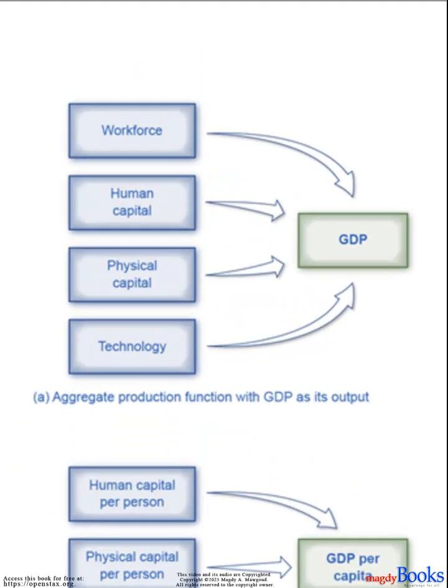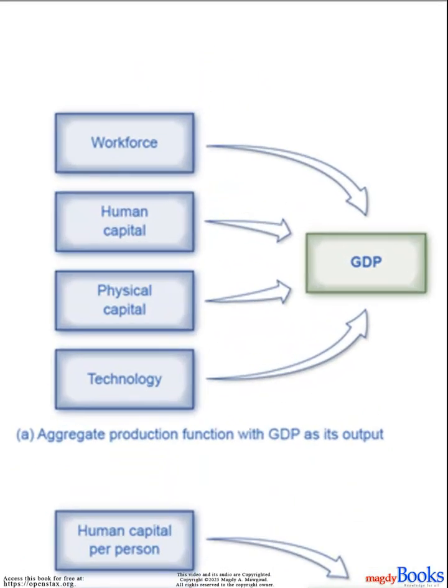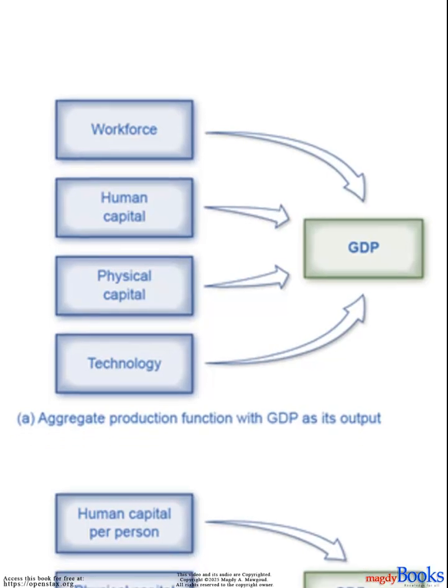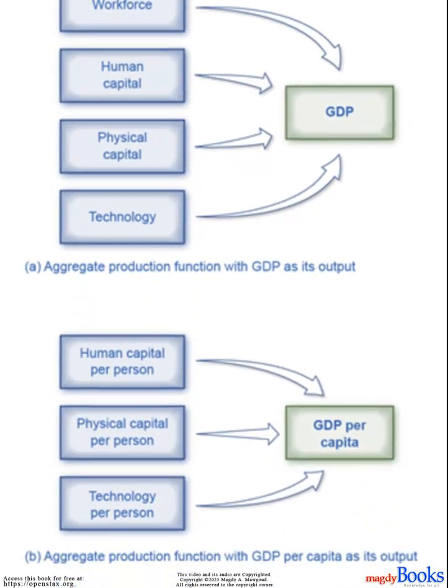Figure 2. A. Aggregate production function with GDP as its output. Workforce, human capital, physical capital, technology, GDP. B. Aggregate production function with GDP per capita as its output. Human capital per person, physical capital per person, technology per person, GDP per capita.